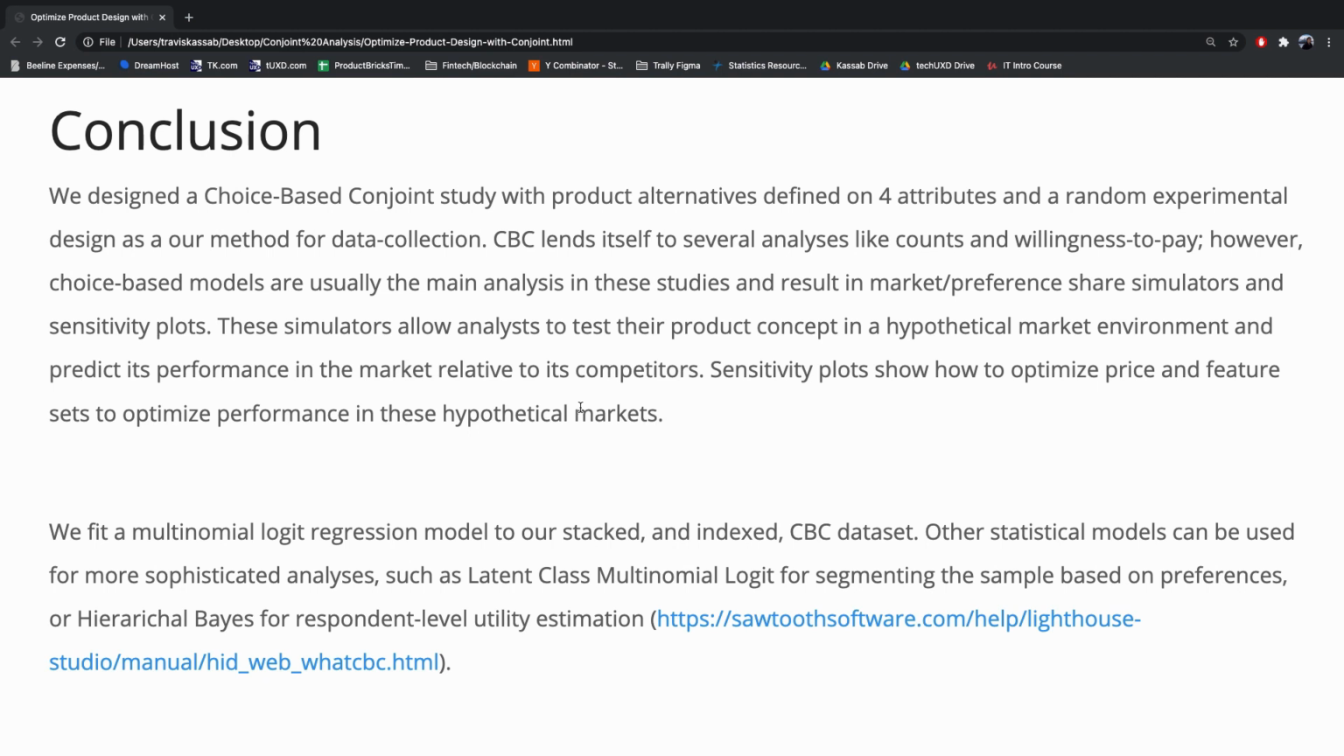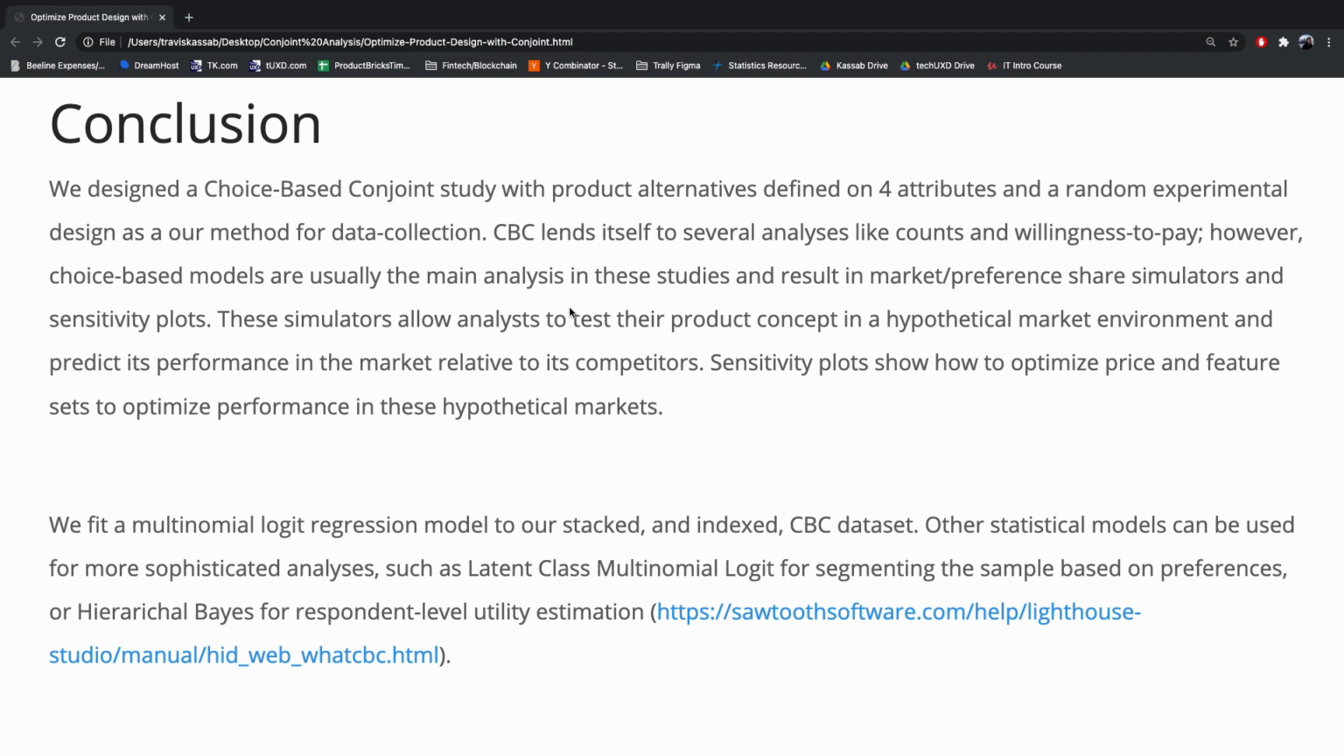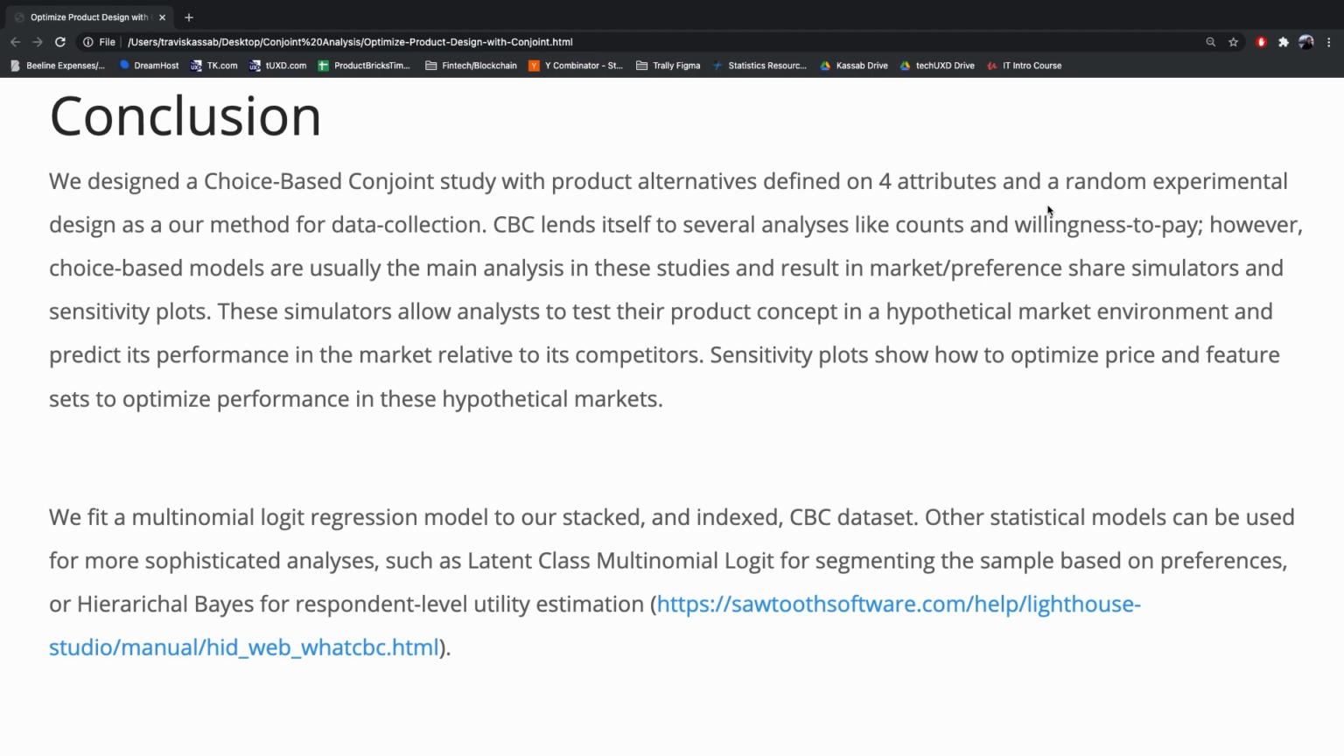Last things I want to touch on here, just to summarize, this is a choice-based conjoint study. We show 3 product alternatives per task or question. Each of these product alternatives is defined on 4 different attributes or features, brand, price, something like that. We used a random experimental design for data collection, which means that you are randomly generating a survey that randomly pulls product alternatives into each question to show respondents.